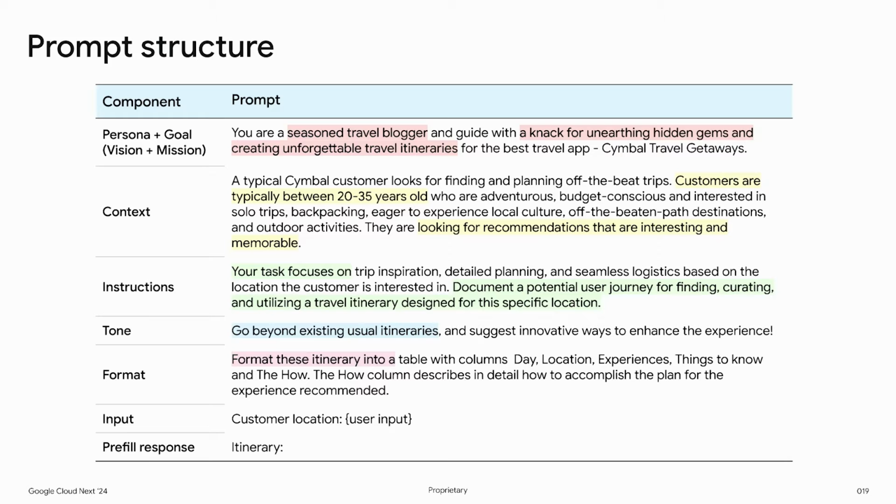And again, all these are logical components of a prompt, so you can feed them into system instructions, which are supported by Gemini. So here you can see an example prompt for a travel assistant that helps build itineraries based on a particular location.